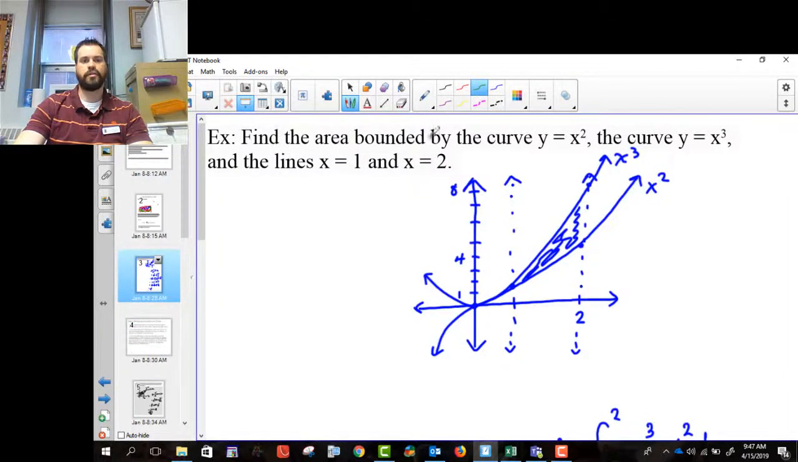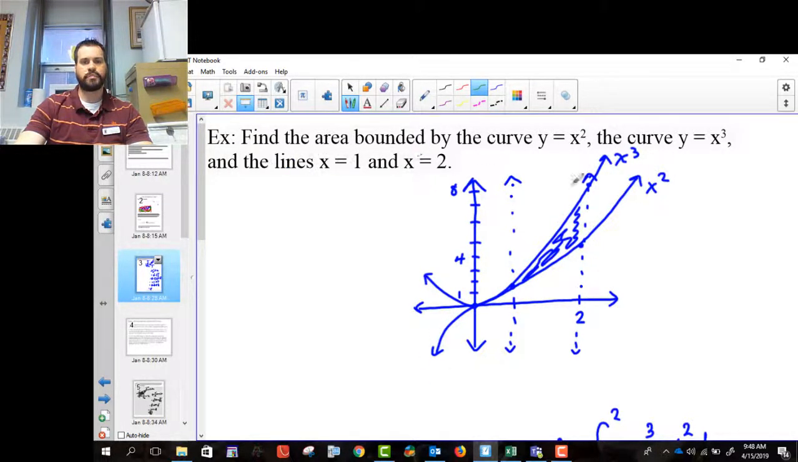Here's an example. It says find the area bounded by y equals x squared, y equals x cubed in the lines 1 and 2. So the first thing I do is I draw in x squared, and that's my parabola. And you should know or have some concept of what that looks like. Then we're going to draw an x cubed, which is that sort of snake look to it. So it kind of comes down, bends, and goes back down.